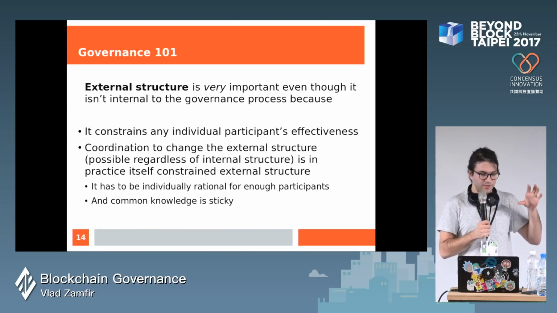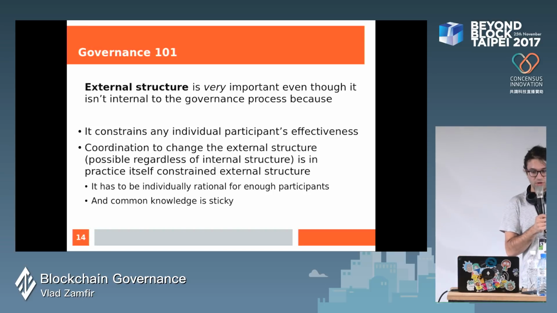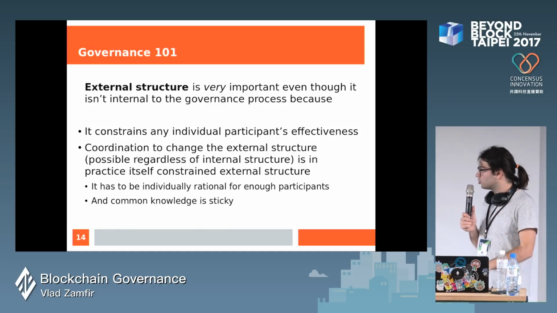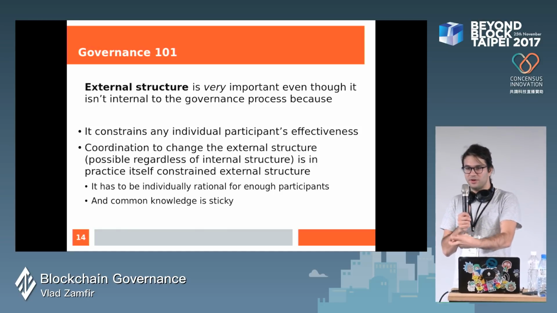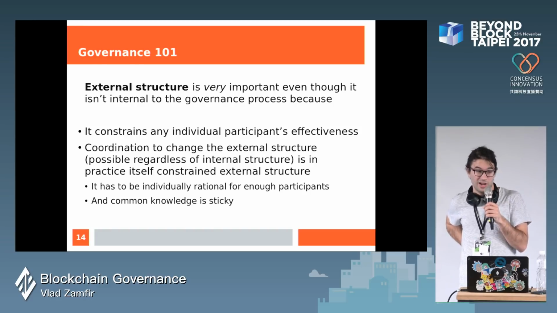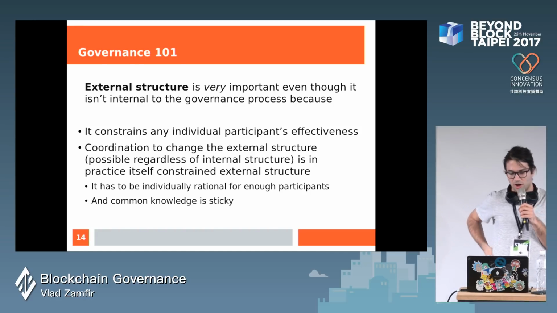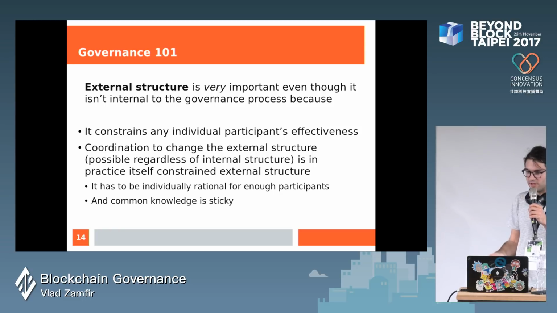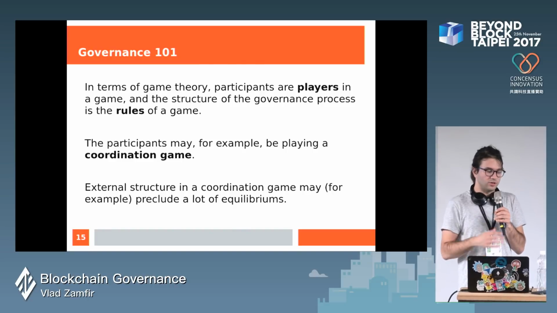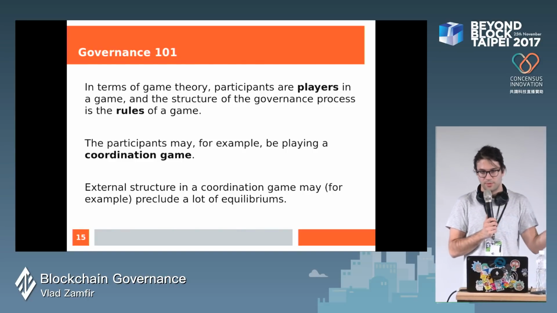So basically, external structure ends up being really critical because, like I said, every individual's participation is mediated by it. Also, it's really hard to change external structure because everyone expects it to be there, and if you try to convince people to use something else, or to violate some norm, they're going to have a hard time, right? Because the common knowledge makes it really difficult for them to be convinced that other people aren't going with it anymore.